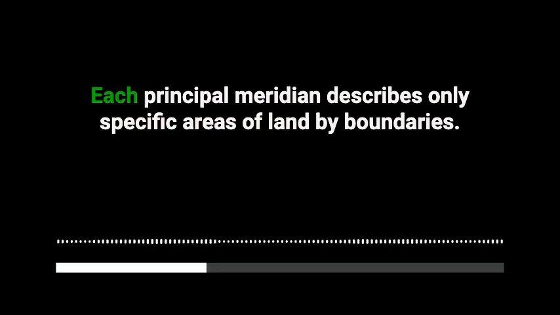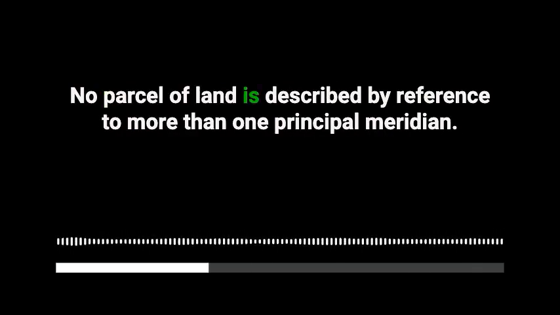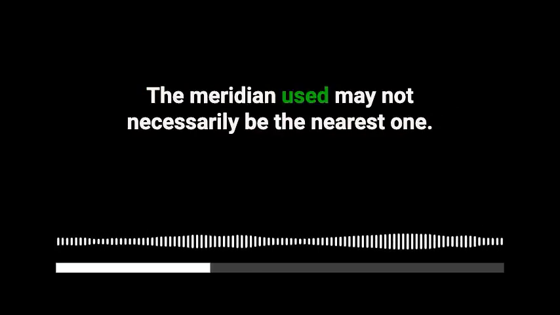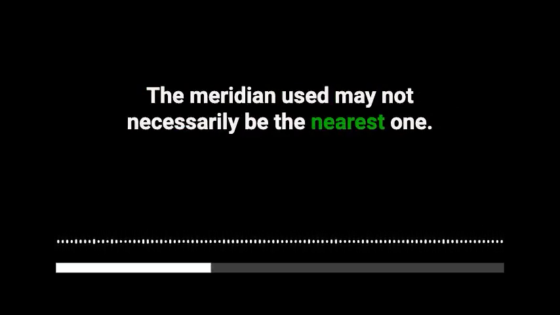Township lines. Each principal meridian describes only specific areas of land by boundaries. No parcel of land is described by reference to more than one principal meridian. The meridian used may not necessarily be the nearest one.